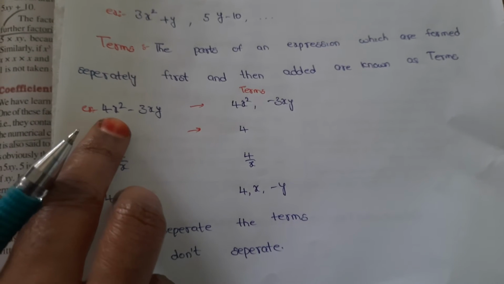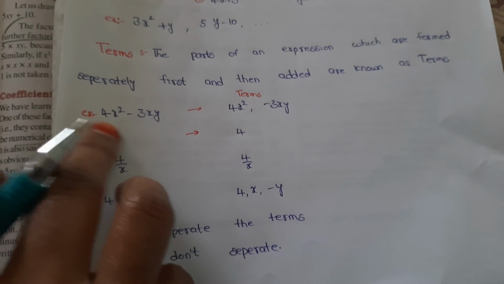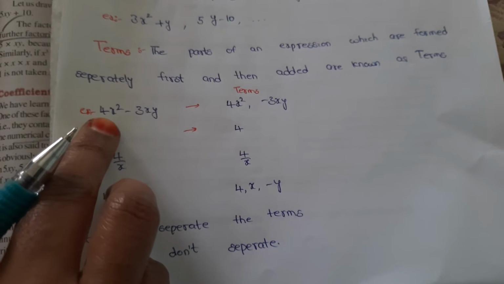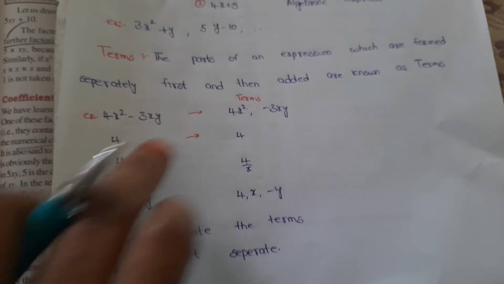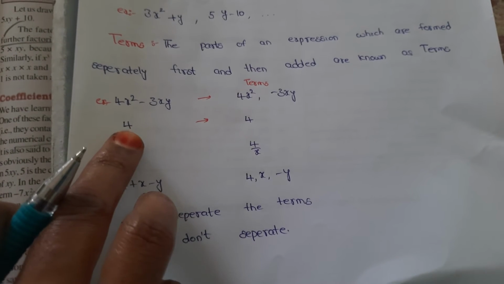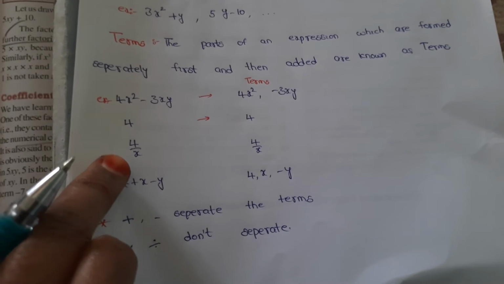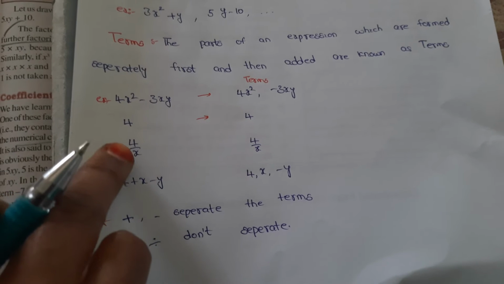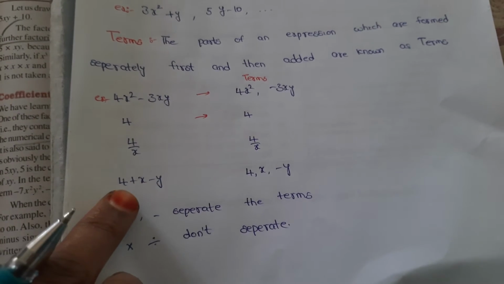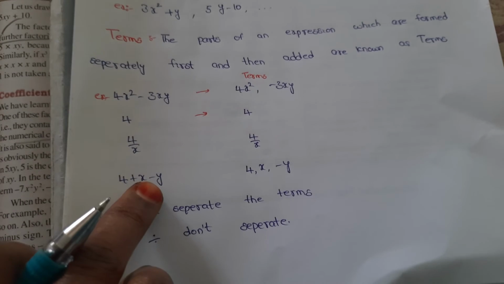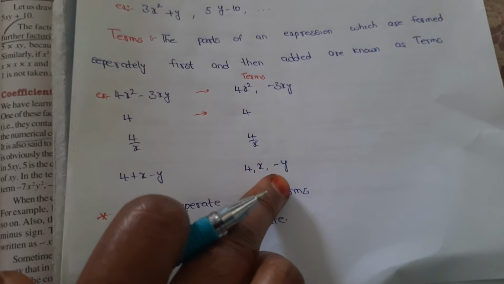For example, if we have an expression like 4x square minus 3xy, in this expression the terms are 4x square, which is one term, and minus 3xy, which is another term. For the numerical expression 4, the term is 4 only. The expression 4 by x has only one term, that is 4 by x. In the expression 4 plus x minus y, we have three terms. They are 4, x, minus y.